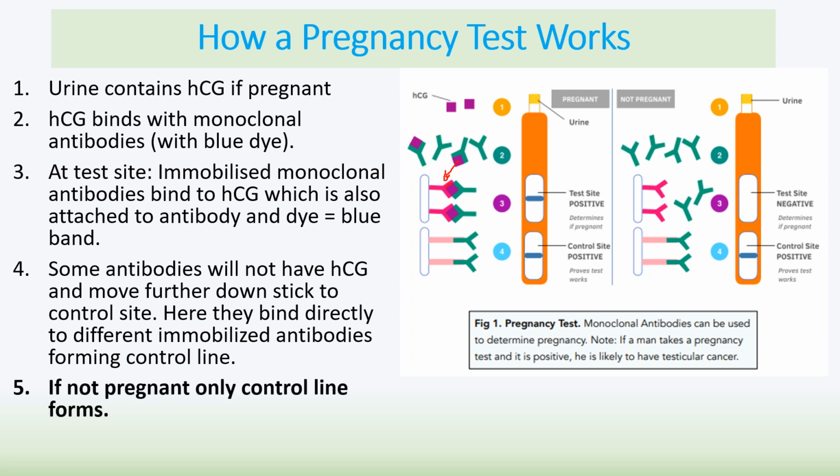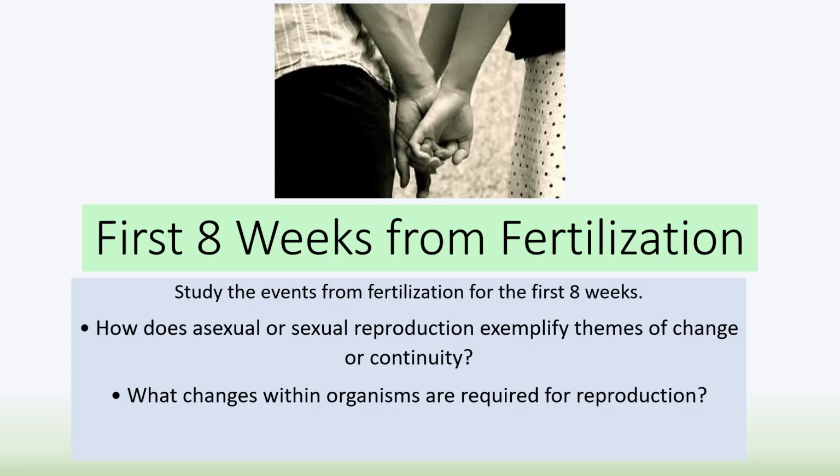And if you're not pregnant, only the control line forms. So what is the role of hormones then further on? So once you are pregnant and you have an embryo attached to the endometrial lining.